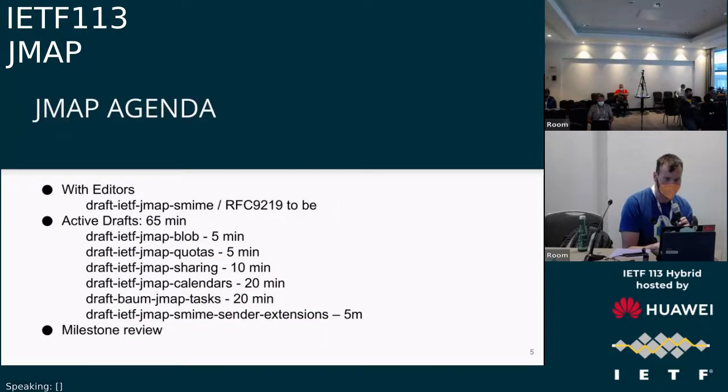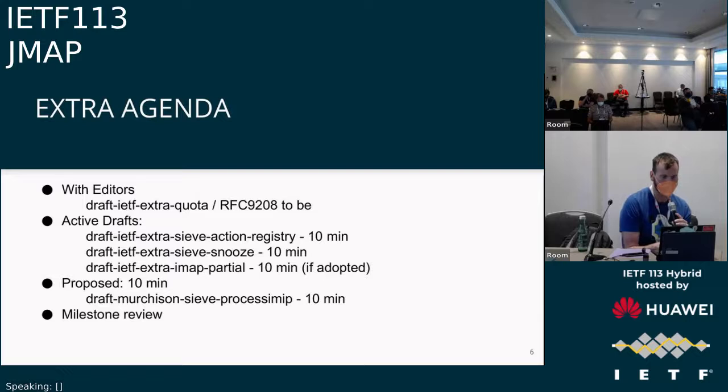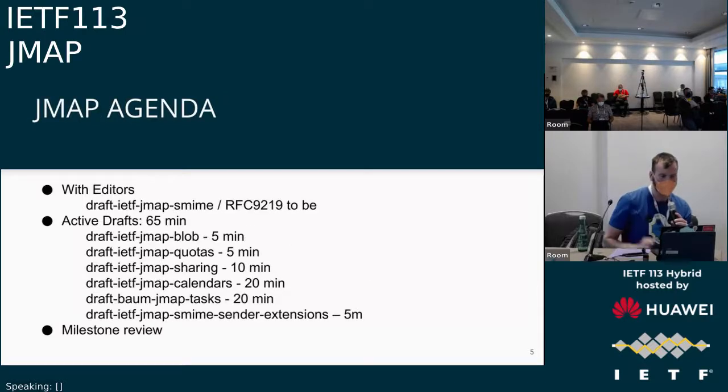Here's the agenda for the JMAP session. We're planning to start with JMAP S/MIME because that's with the editors already, then work our way through the active drafts with each person speaking to what's happening with that, and finally review our milestones, and then we will do the same for EXTRA, starting with things that are further along and going back to things that are less far along. So with that said, any agenda bashing before we get started?